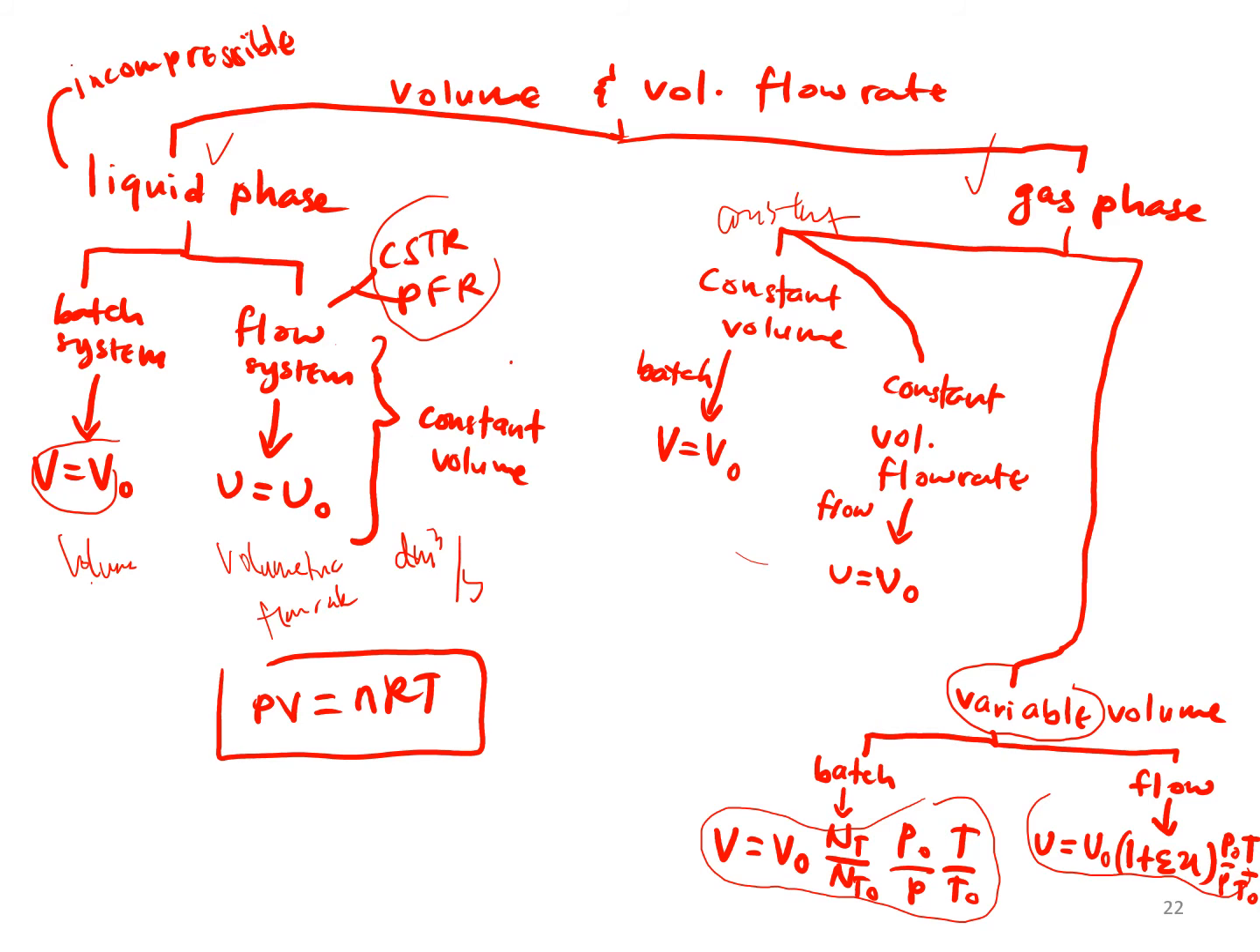Okay, so for gas phase, we have two different categories: one in terms of constant volume, and another one is the variable volume. Okay, so for the constant volume it is the same, which is V is equal to V naught, and here volumetric flow rate is equal to volumetric flow rate naught at T 0. And then for variable volume, we have a batch as well as the flow. Okay, so for the batch, you will use this equation, and for the flow, this is the equation. Okay, so don't worry, I will explain one by one.